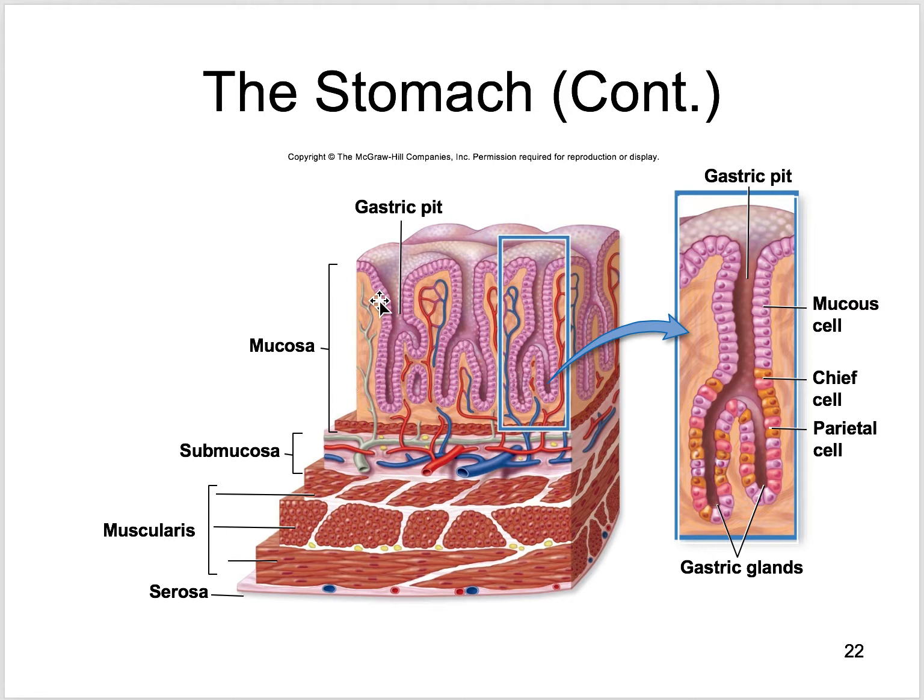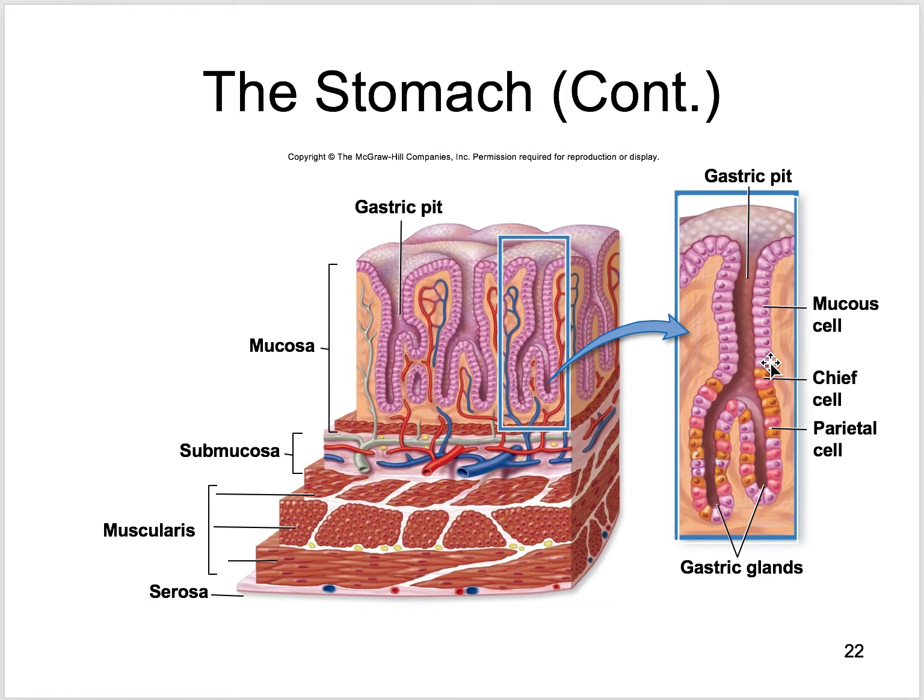So I mentioned that the stomach produces a mucus or mucosal layer. That's this big layer right here. This layer is protective for the rest of the stomach, the muscular layers of the stomach, and the serosa of the stomach. And inside of those valleys of the rugae are what we call gastric pits.